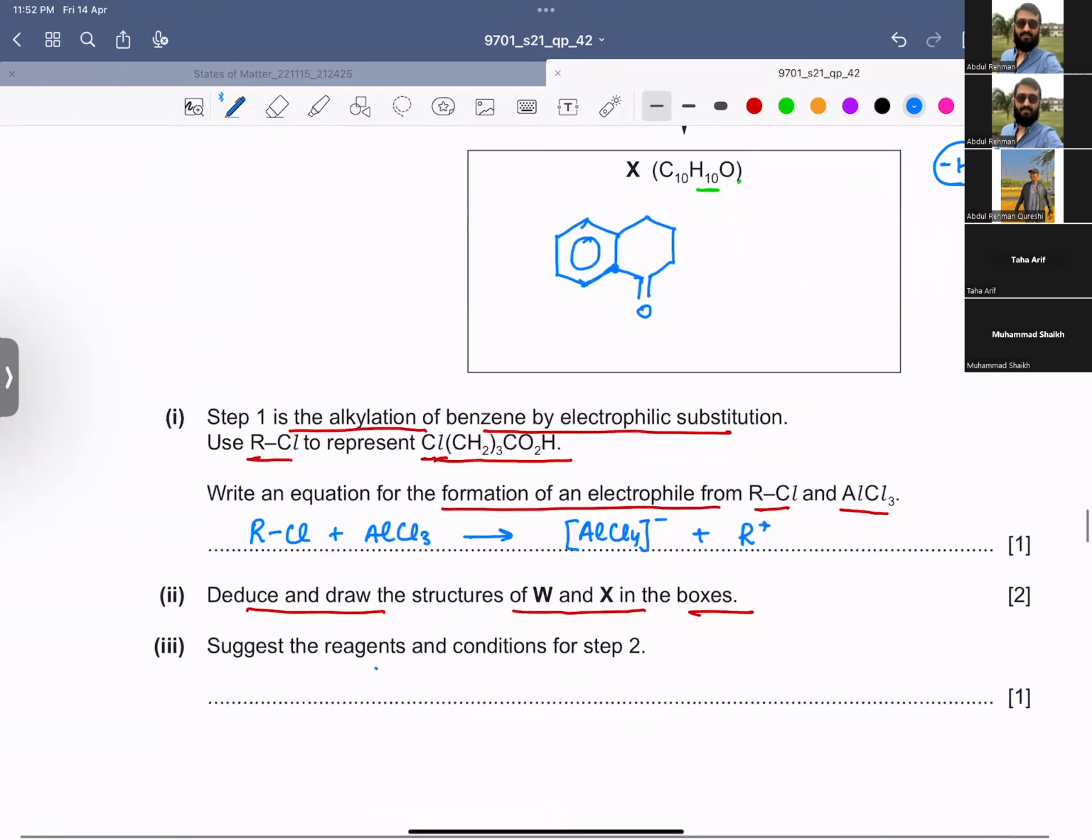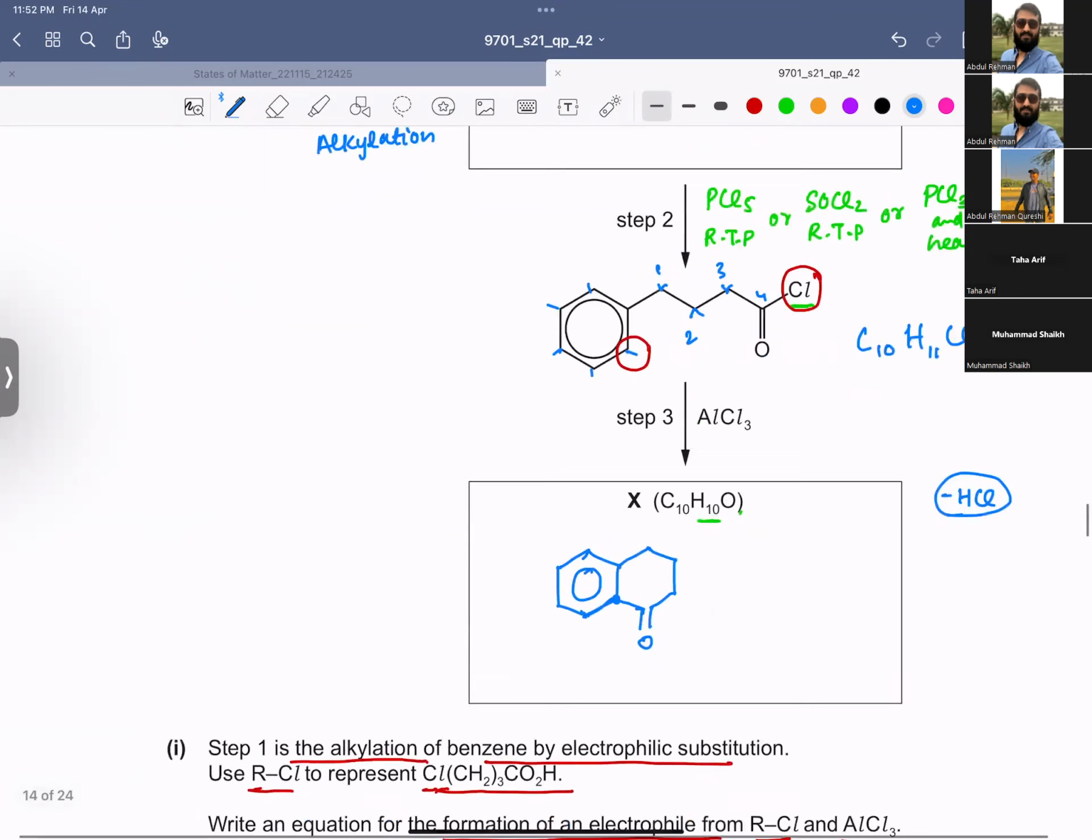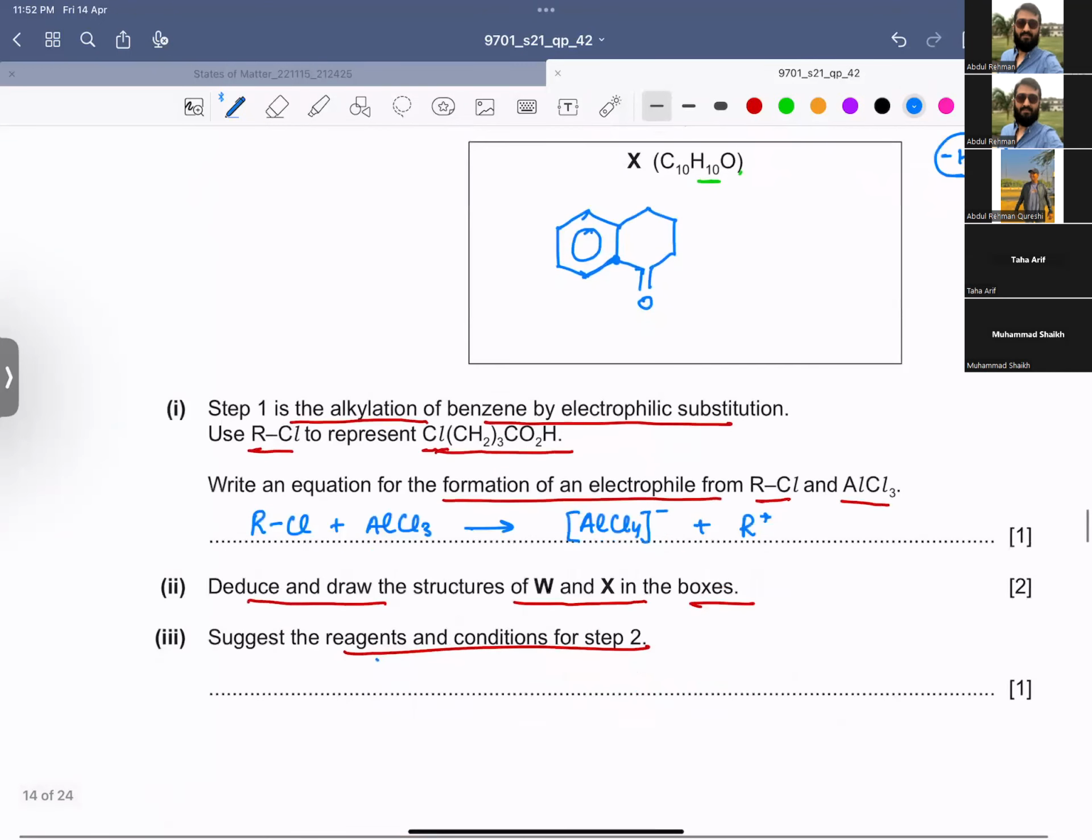Now suggest the reagents and conditions for step 2, and we have already decided these over here, so we can write any one. So I just write, let's say, PCl5 at room temperature conditions or at RTP. Is this clear? Sir. Okay.